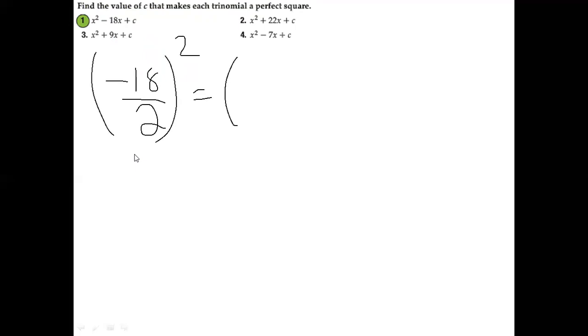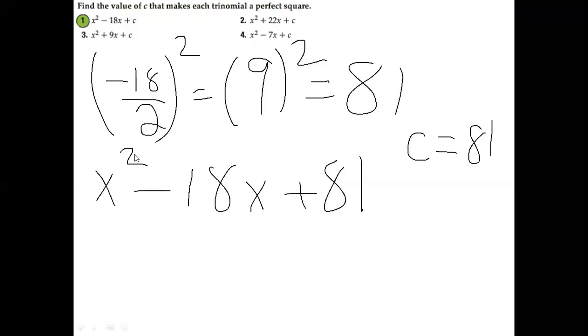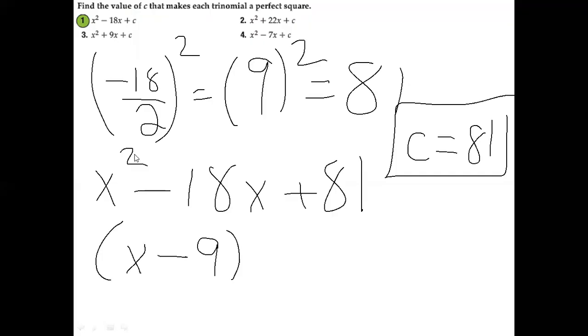Here's a couple for you to try. I'm going to do 1 and 2 just as extra ones, and then leave 3 and 4 for you to try on your own, and then I'll go over those. So for number 1, I'd take half of the coefficient of the x term, so negative 18 divided by 2, squared. So that would be 9 squared, which is 81. So it would be x squared minus 18x plus 81. So the value of c is 81. Well, that's all they asked for. So if I factored it, it would factor into x minus 9 quantity squared.